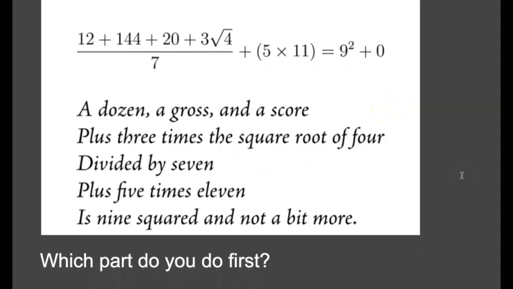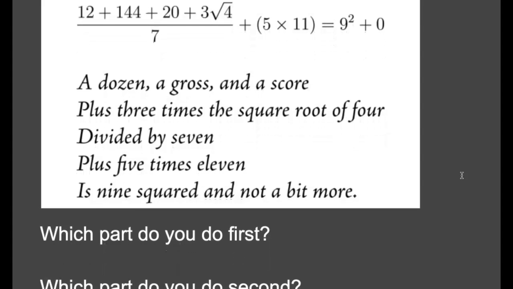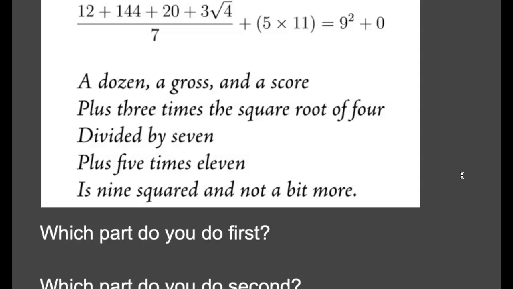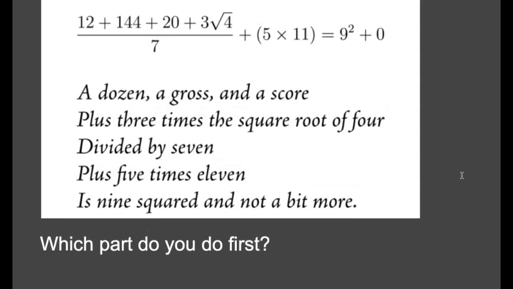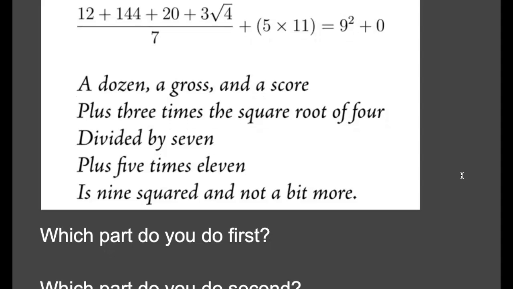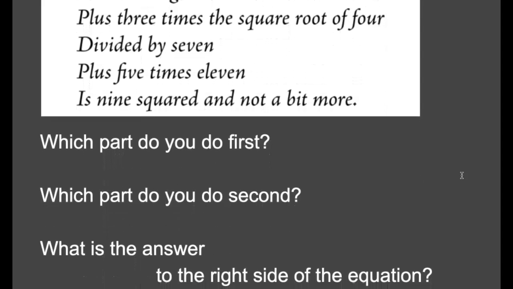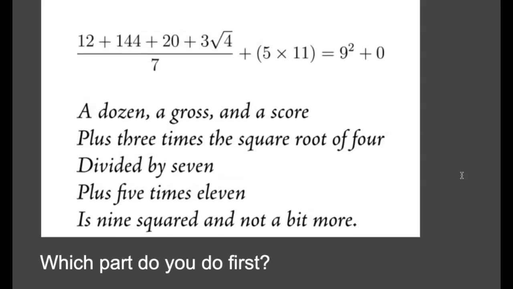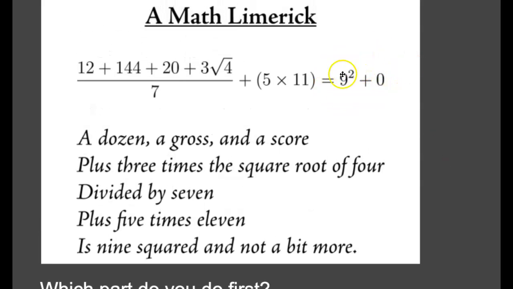So, take a look at this. Think about your PEMDAS. What do we do first? Then, what part do we do second? Then, what is the answer on the right side of the equation? So just 9 squared plus 0. What is that?